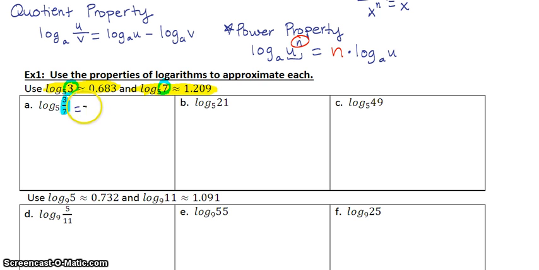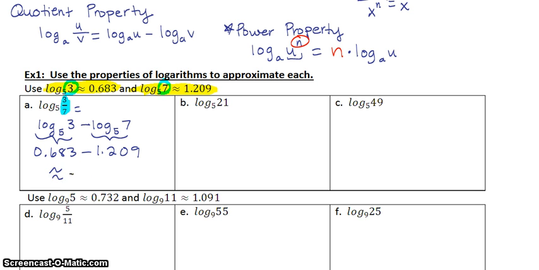So in this situation, what they've done is they've given us a fraction, so I can first split this up into log base 5 of 3 minus log base 5 of 7 using the quotient property we learned. So just notice that the base was 5 instead of a, and then 3 and 7 instead of u and v. Alright, now the reason I wanted to split it up this way is because I know these, they were given to us, and this is the way I can do this without even using a calculator. And I'm just using the information they gave me up there. So I've got 0.683 subtract 1.209, so my answer for that statement is approximately negative 0.526.